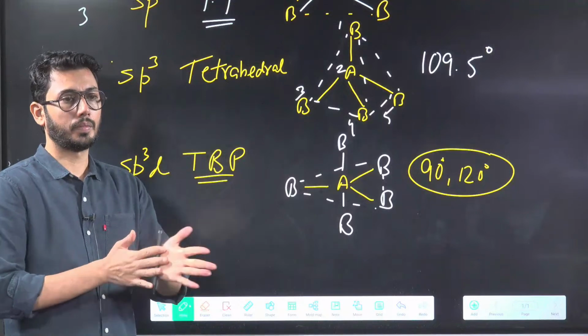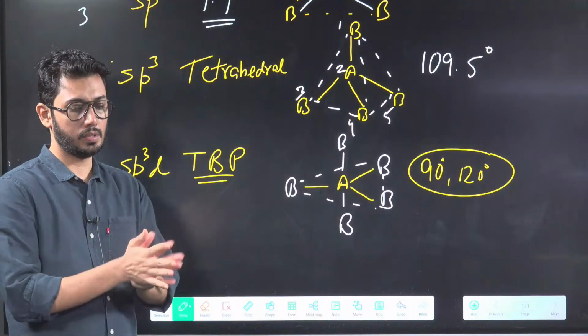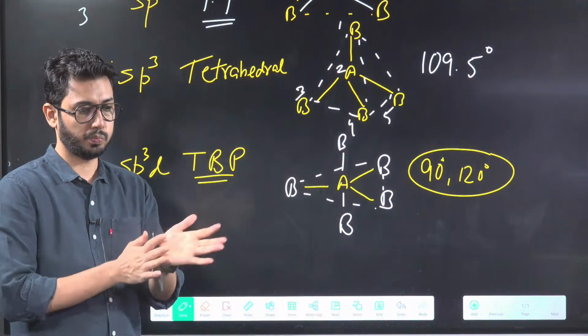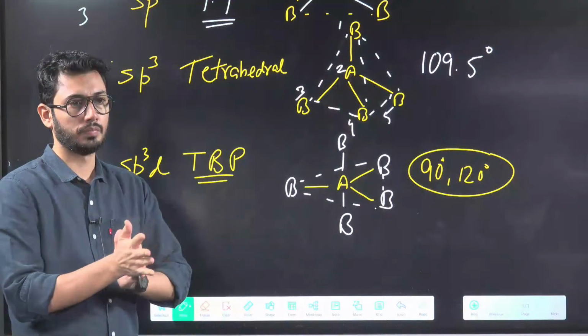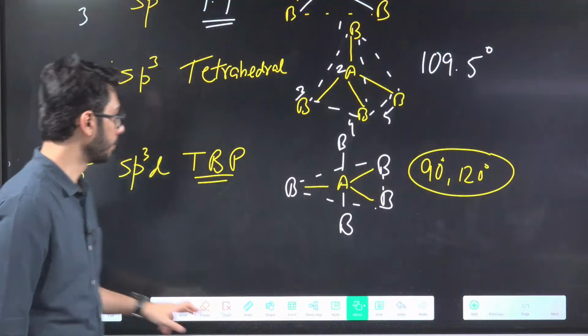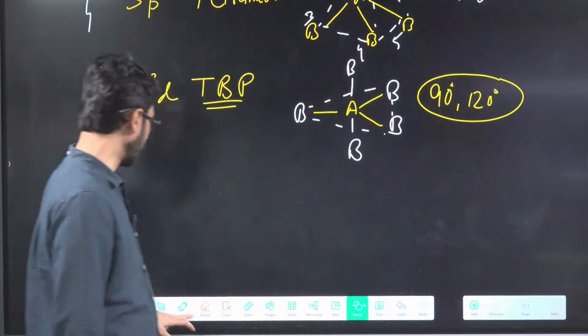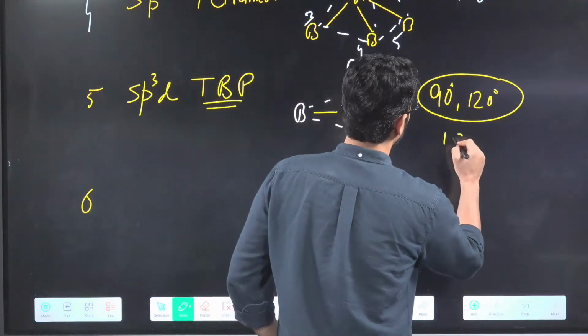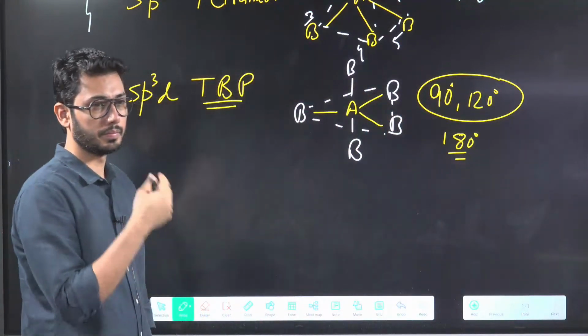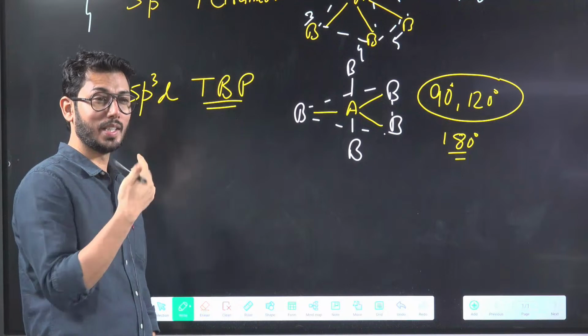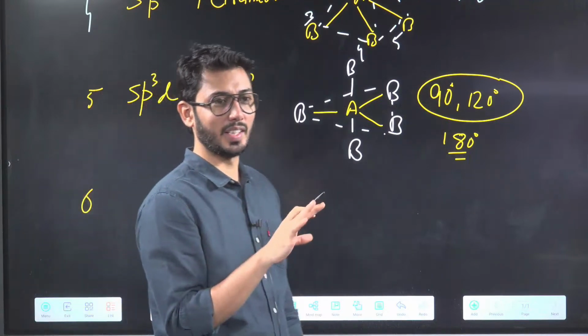ठीक है? Getting it? So here other angle possible is 180 also, which is opposite. And that we can find later on. 90 degree we can find.